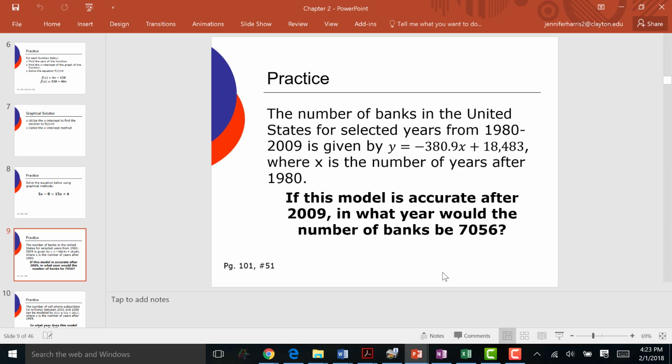What was the input? Tell me what the input was. Do we know what the input was? No. You do not. They didn't tell you. That's what they want you to find. It said in what year? That's the big question. What year was it this many banks? What year? So, do you have an equation to work with? Yes?